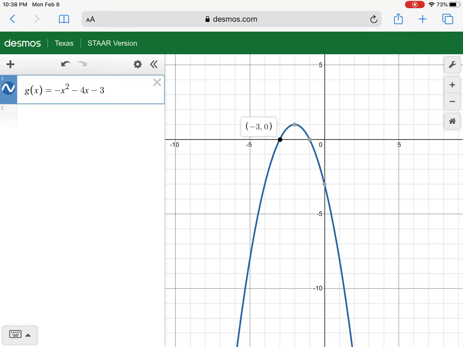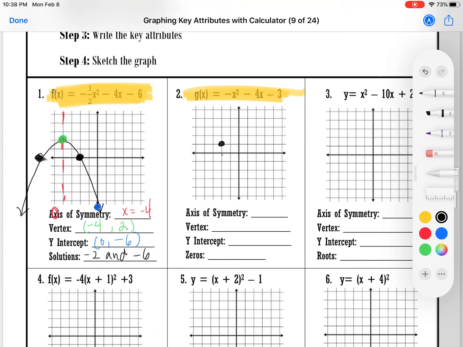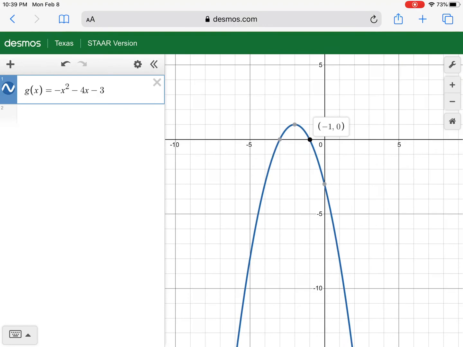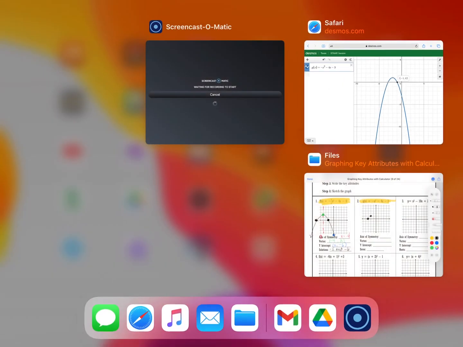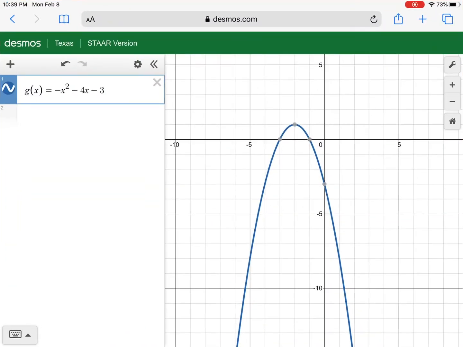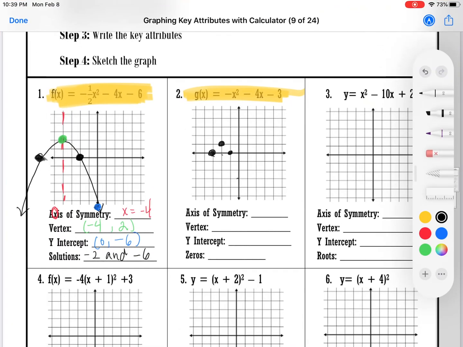My next one, -3, 0. So from the origin, it went 1, 2, 3. My next one is at the ordered pair -1, 0. So I go left 1. And my last gray dot, which means it's important, is right here, 0, -3, which is right here. So now I take those dots and I connect them into a U shape.